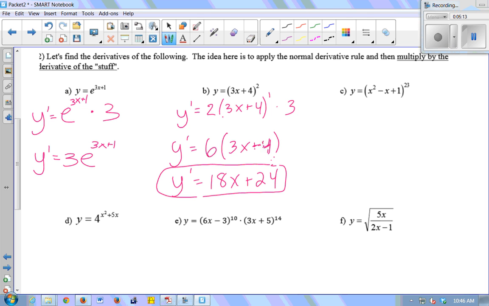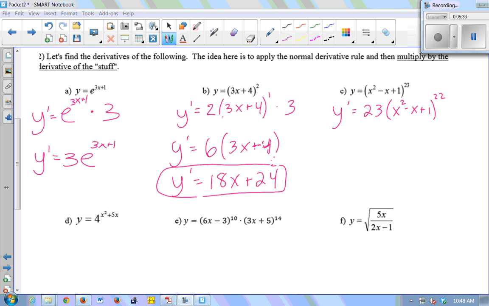Okay, so you guys try C. Take the derivative of this stuff to the 23rd. Okay, so I have some stuff to the 23rd power. I'm just going to apply the power rule to the stuff. So y prime is going to be 23 times x squared minus x plus 1 to the 22.